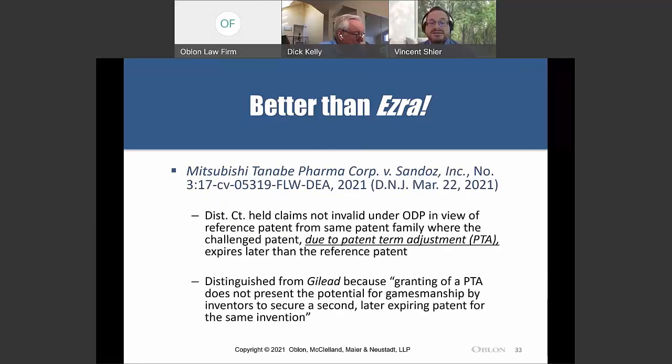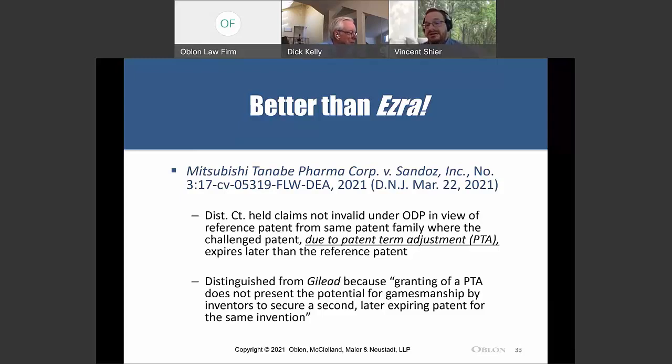Now, I think it's important to note that this is very different from the situation in Gilead. Right? Again, the issue in Gilead is one of gamesmanship. Really, Gilead and AbbVie looking at the way that the priority claims were driven to maximize patent term and unjustly extend the patent life cycle. But in patent term adjustment, as the New Jersey District Court said, there's not the same potential for gamesmanship by the inventors.